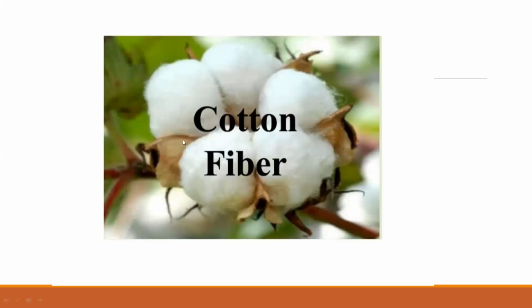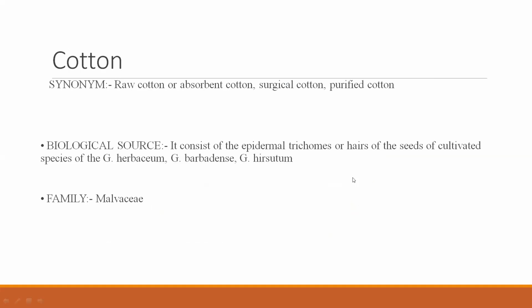You can see in the picture, this is cotton. What is the synonym of cotton? Cotton can also be known as raw cotton, absorbent cotton, surgical cotton, or purified cotton according to their stages. So what is the biological source of cotton? It consists of the epidermal trichomes or the hairs.